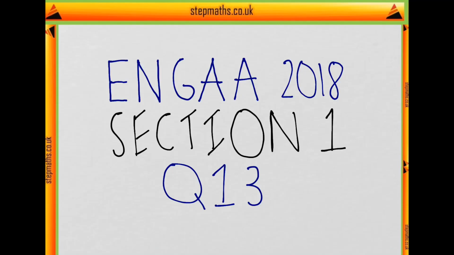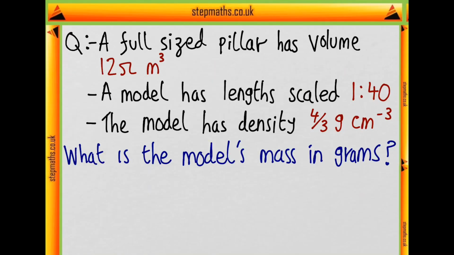This is the video for question 13 from section 1 of the 2018 ENGAA paper. In this question, we're given a full-size pillar and we're told it has a volume of 12 pi cubic metres. And we're told about a scale model of this pillar, and the lengths of this model are scaled 1 to 40.